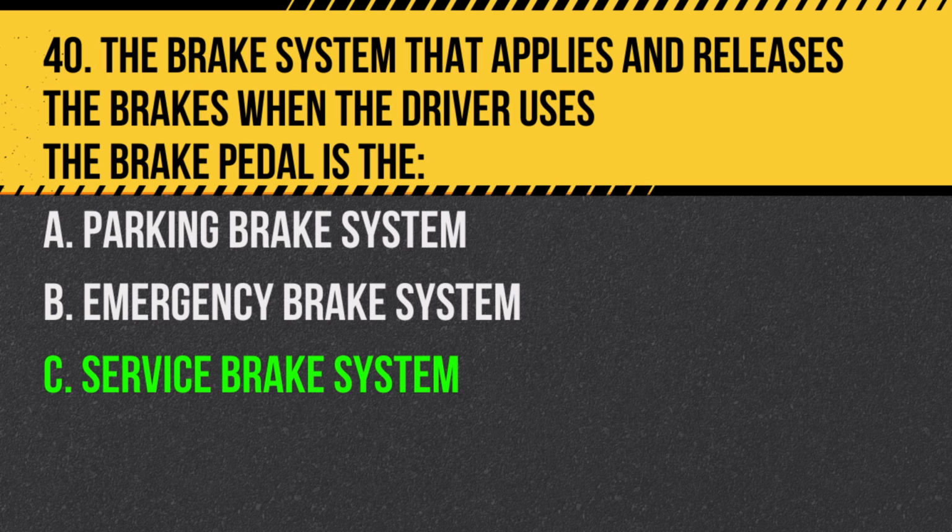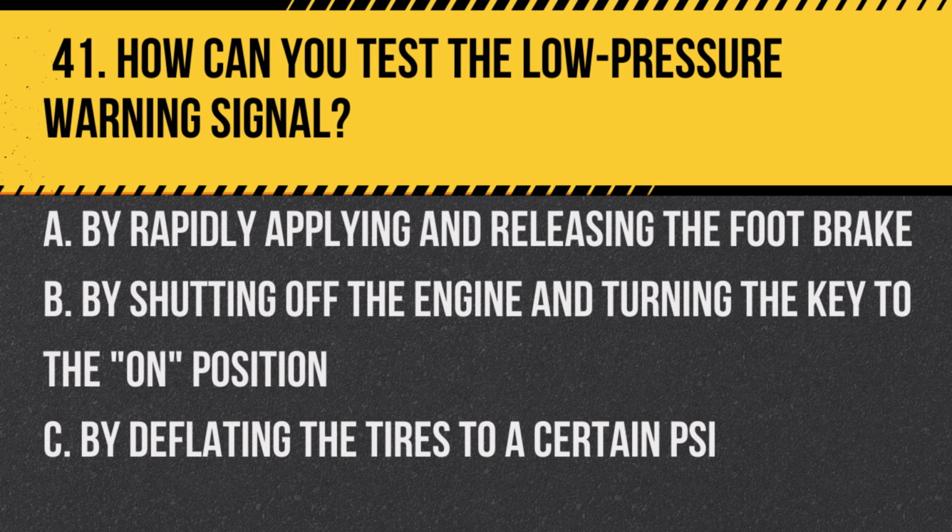Answer C. Service brake system. It's the primary braking system. Question 41. How can you test the low pressure warning signal? A. By rapidly applying and releasing the foot brake. B. By shutting off the engine and turning the key to the on position. C. By deflating the tires to a certain PSI.